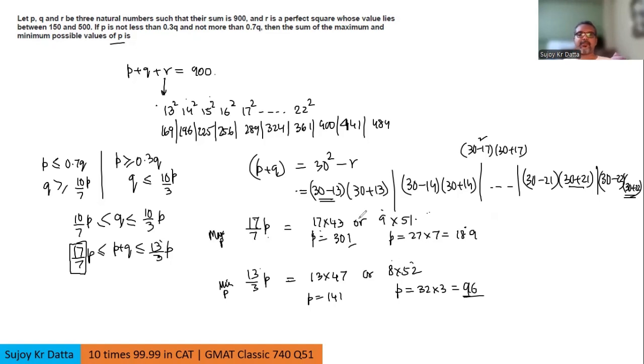So we'll take 96. So the maximum value we have is 301. The minimum value we have is 96. In the question, they have asked us to find out the sum of those two. So 301 plus 96. So the answer is 397.